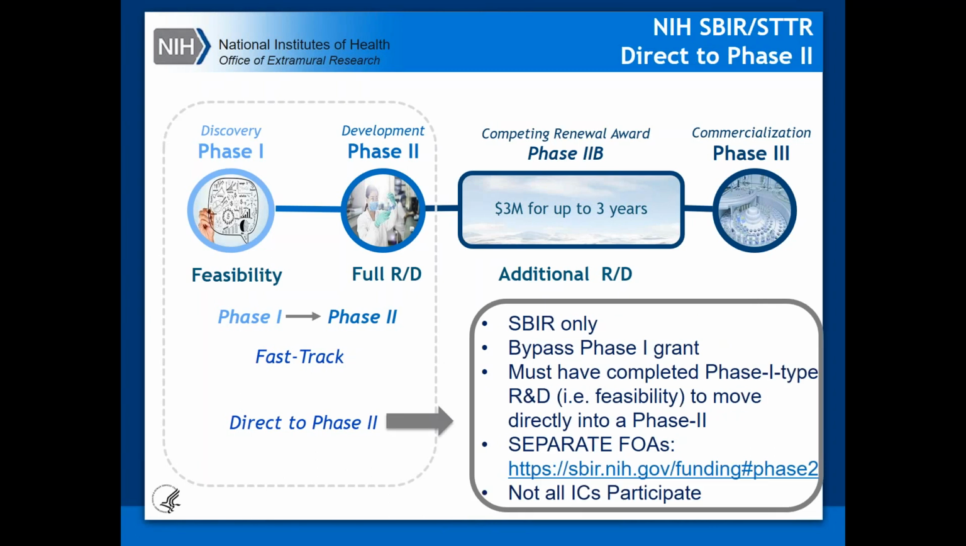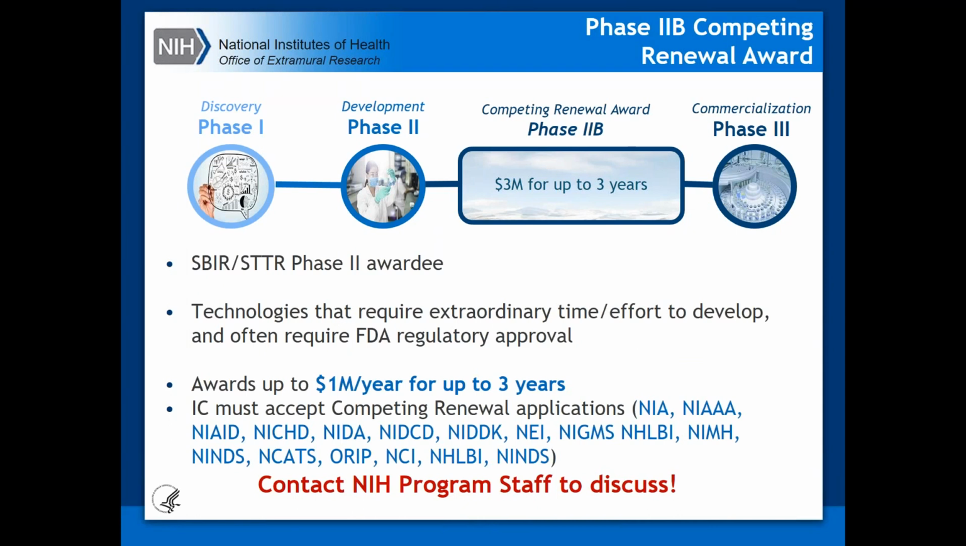So why don't we go to the next page? Under direct to phase 2, this only applies to SBIR. You can basically bypass the phase 1 grant, or you have bypassed the phase 1 grant. In other words, you've done feasibility already. You must have completed the phase 1 type R&D to move directly into a phase 2. There are separate FOAs for this, and not all ICs participate in this. Okay, next slide, please.